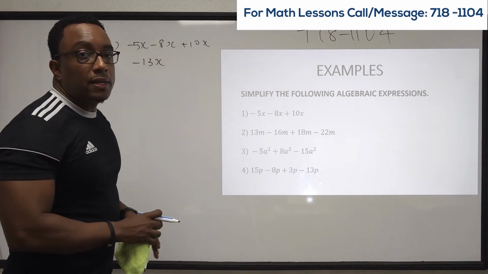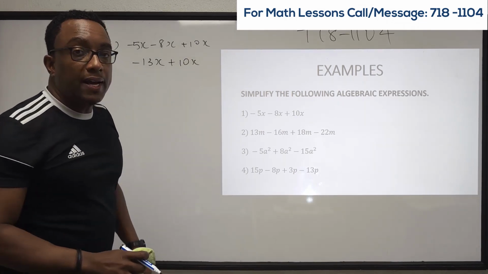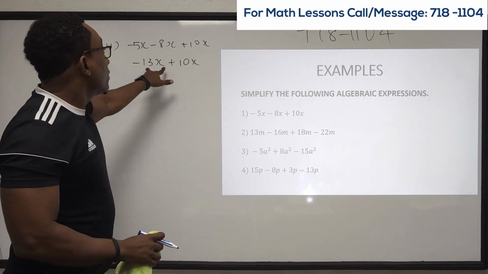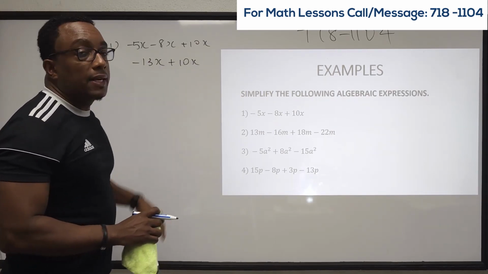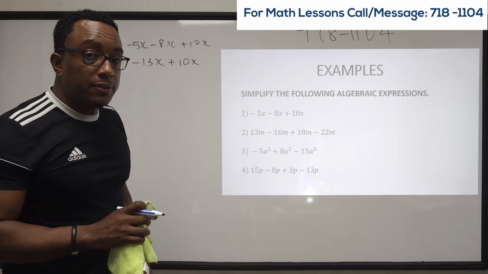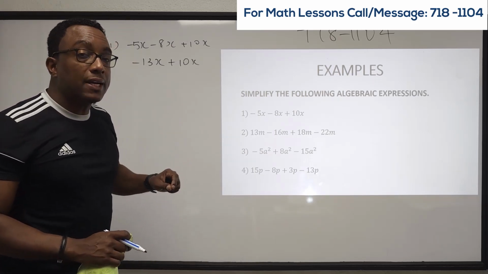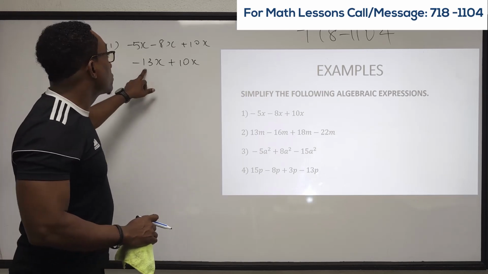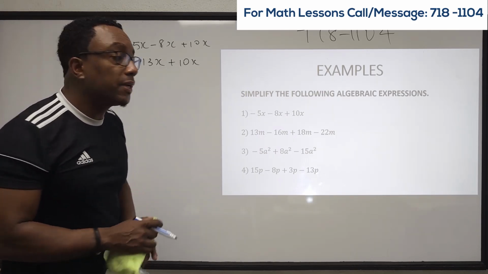Of course, we're going to bring down our plus 10x, and let's simplify further. So we look at our signs, clearly they are like terms first. We look at our signs, we clearly see the signs are different. Once the signs are different, we're going to subtract the 2 natural numbers. The natural numbers, of course, will be 13 and 10. We subtract them. 10 from 13 will give us 3.